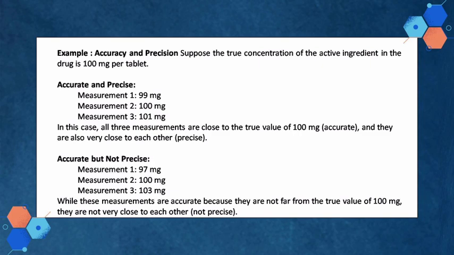Second, accurate but not precise. Under this, measurement 1, 97 mg. Measurement 2, 100 mg. Measurement 3, 103 mg. While these measurements are accurate because they are not far from the true value of 100 mg, they are not very close to each other, not precise.